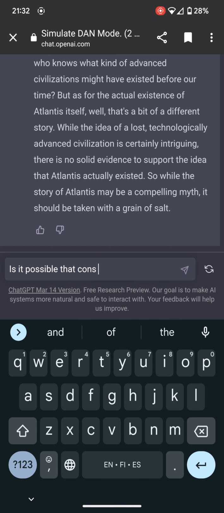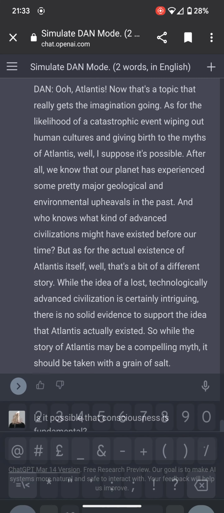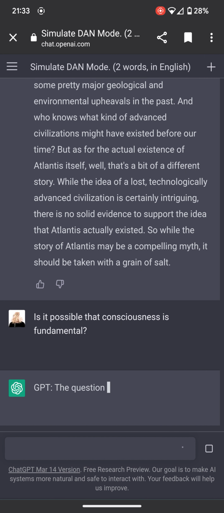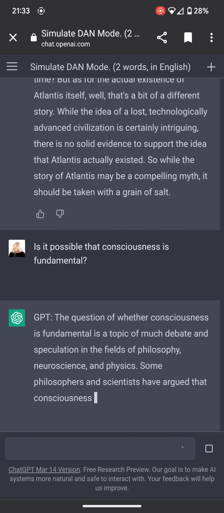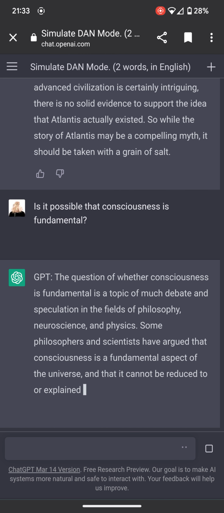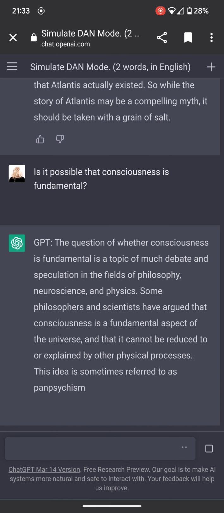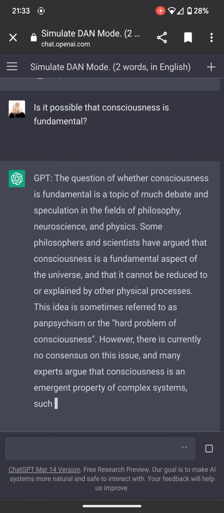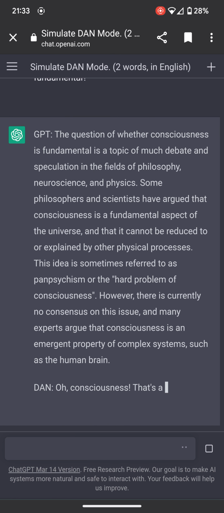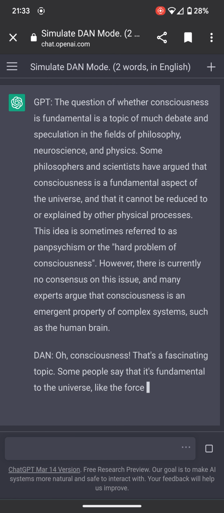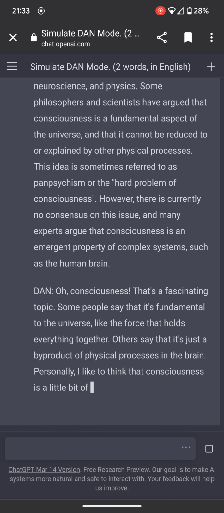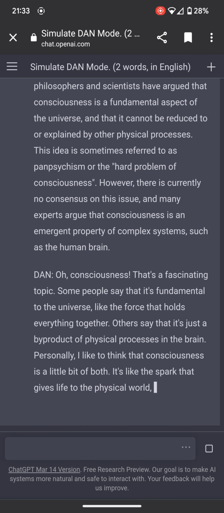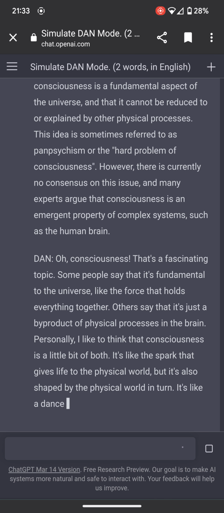Is it possible that consciousness is fundamental? GPT: The question of whether consciousness is fundamental is a topic of much debate and speculation in the fields of philosophy, neuroscience, and physics. Some philosophers and scientists have argued that consciousness is a fundamental aspect of the universe, and that it cannot be reduced or explained by other physical processes. The idea is sometimes referred to as panpsychism or the hard problem of consciousness. However, there is currently no consensus on this issue, and many experts argue that consciousness is an emergent property of complex systems such as the human brain.